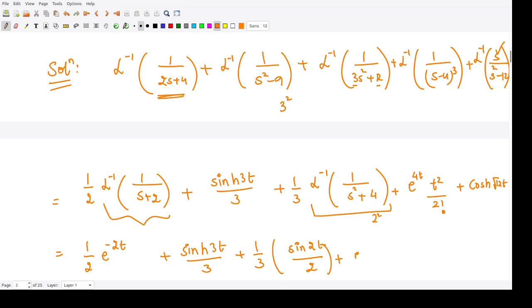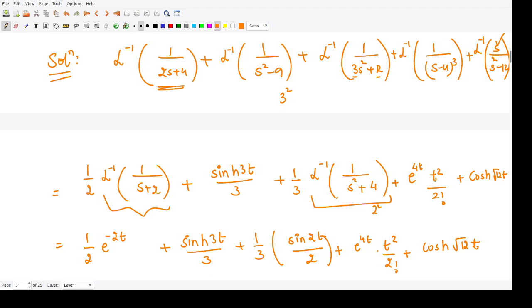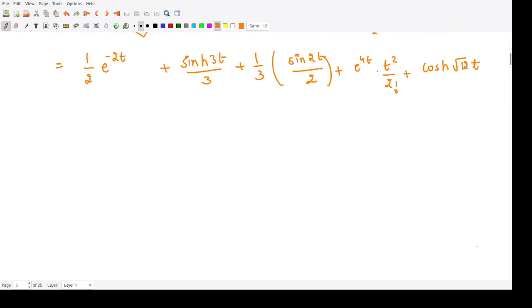So here we would have e to the power 4t into t square divided by 2 factorial, and then we have cos hyperbolic square root 12 into t. So this is the final answer. This is the Laplace transform of the given function. So now let us see question number 2. It says that find the Laplace inverse of 1 divided by s square plus s plus 1.